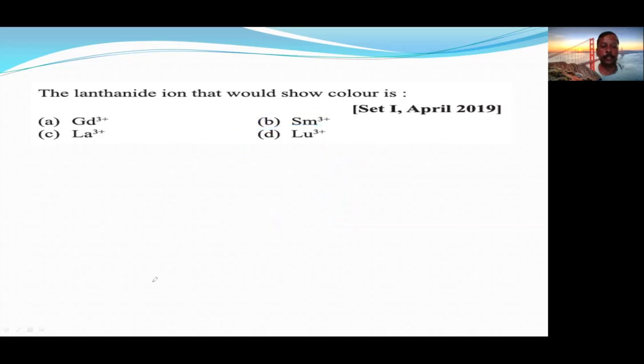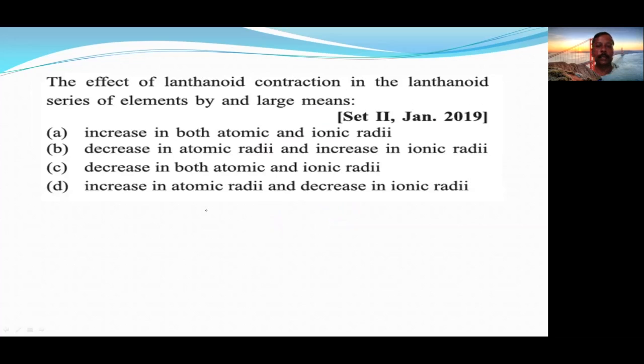Now let's see the next question. The effect of lanthanide contraction in the lanthanide series may be, by and large, what? Lanthanide contraction meaning. The answer is a decrease in both atomic and ionic radii. Lanthanide contraction is simply the decrease in radii of the trivalent ionic and trivalent atomic state. So what is the answer? B will be the answer. Due to lanthanide contraction, atomic as well as ionic size decreases. So the answer is B, decrease in atomic and ionic radii.